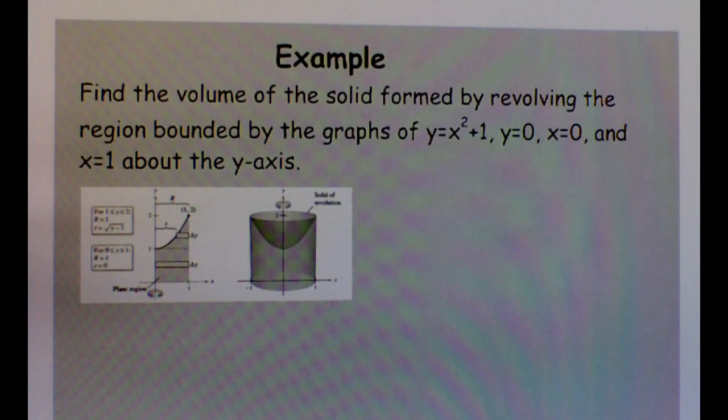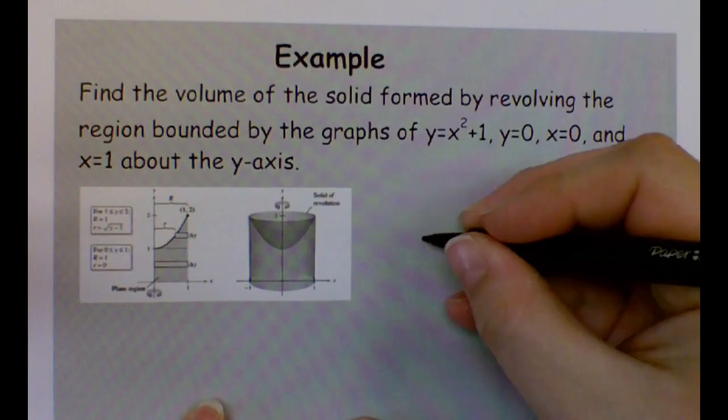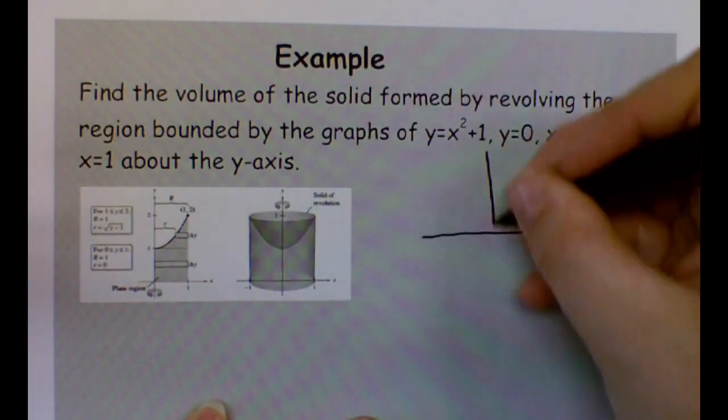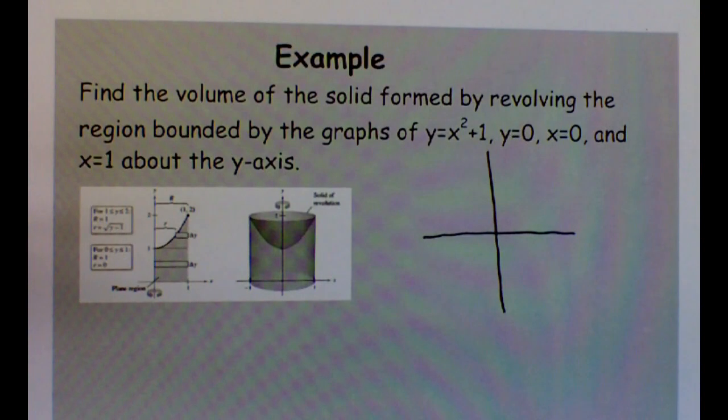Okay, this is an edit to the last video I made because I made a very common mistake. So in this problem, find the volume of the solid formed by revolving the region bounded by these graphs about the y-axis. So we always want to start by thinking about what our graph looks like. And I know we have that picture there, but we're going to look at it again.